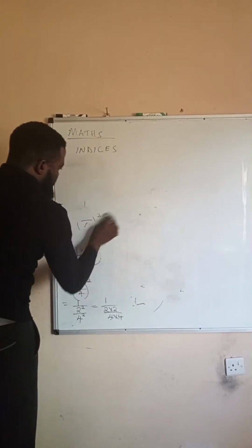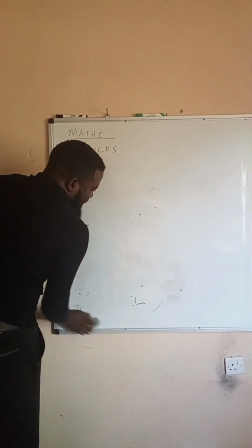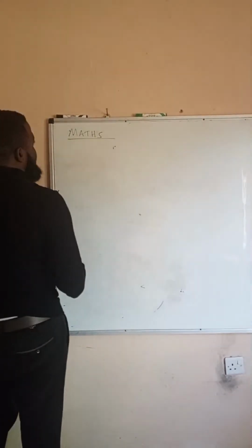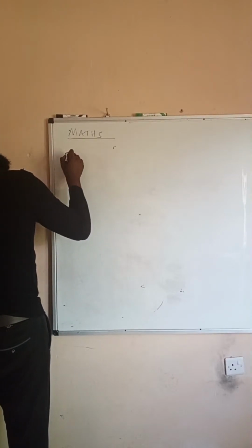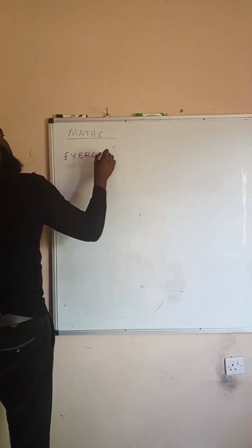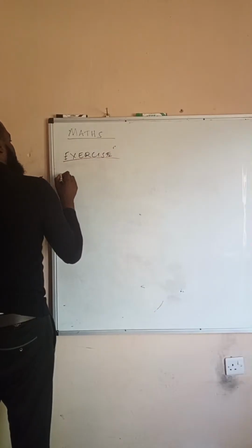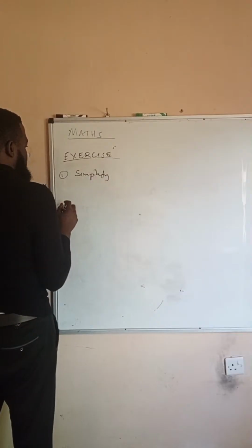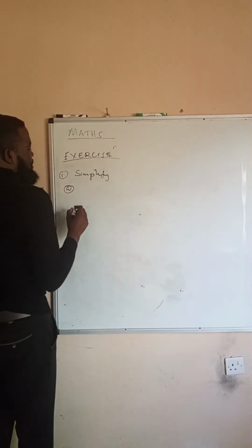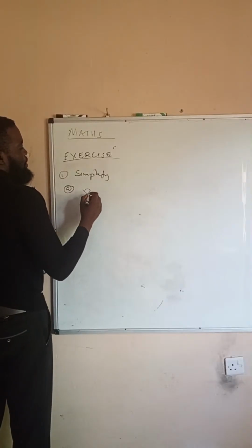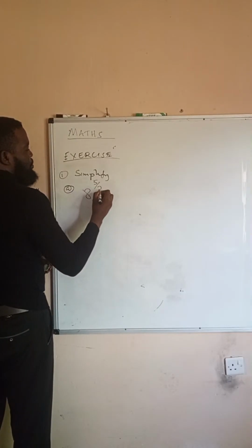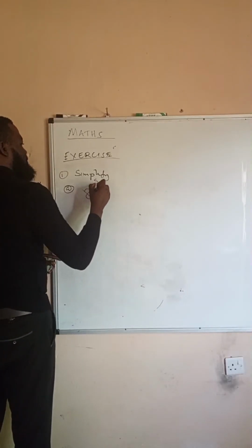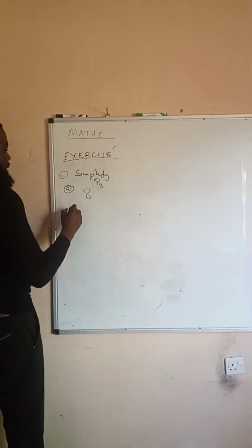Try this exercise. I'm writing for you now an exercise. Do this exercise. Part 3 will continue tomorrow. So let's do the exercise. Okay, question 1. Simplify. Question 1. Simplify 8 to the power 5 over 3. Okay, A.